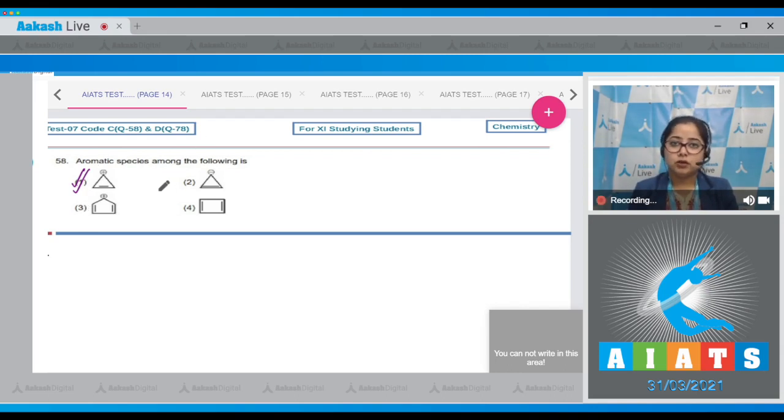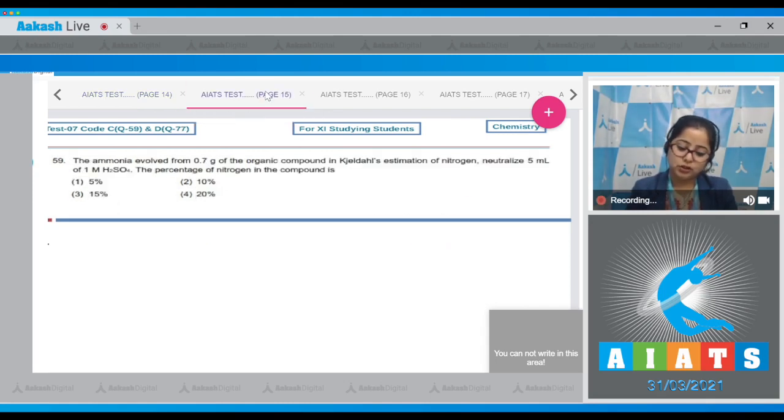Moving to the next options, this is an anti-aromatic species. This is an anti-aromatic species and this is also an anti-aromatic species, since in the second, third and fourth case there are 4 pi electrons. That means the correct answer is option number 1.